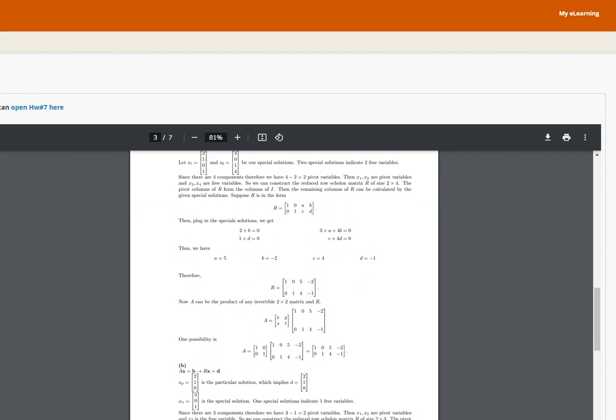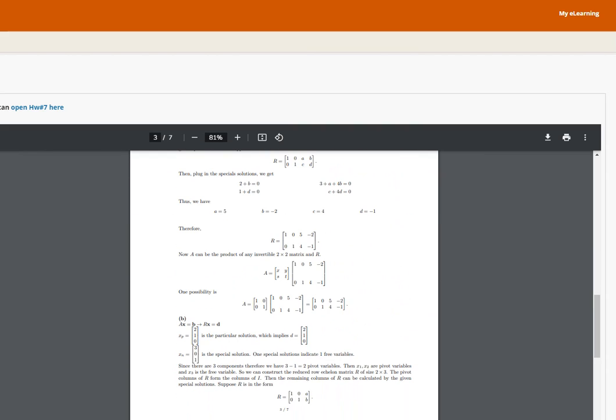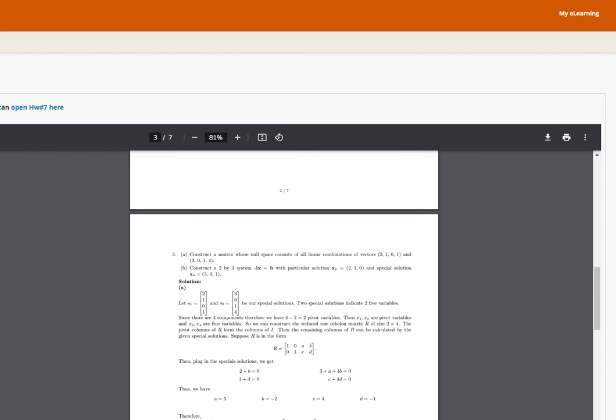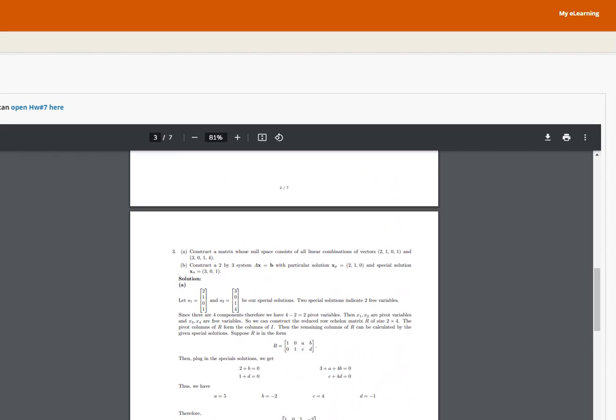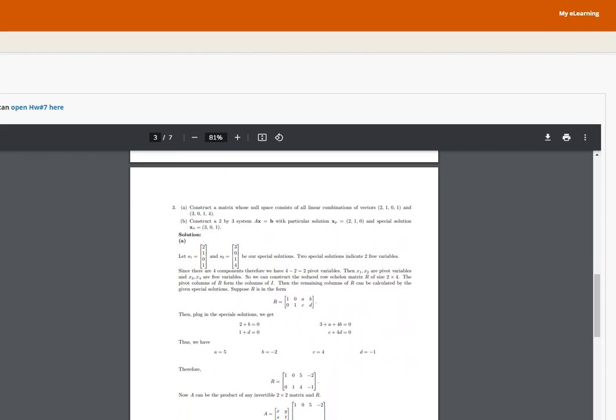Well, same with 3B. Yeah, okay. If 301 is a special solution, then any multiple of 301 is still in the null space. Yeah, that works.